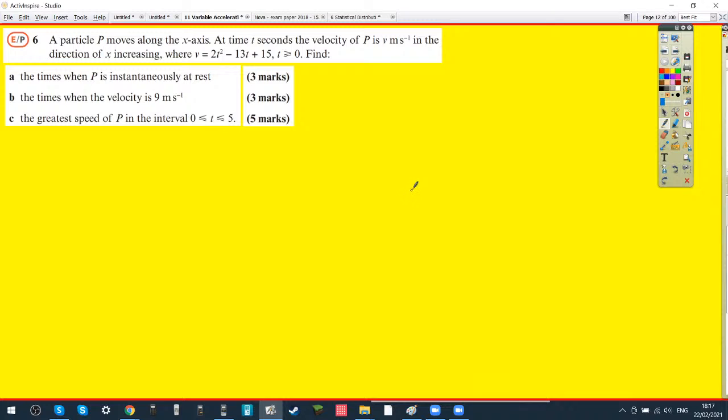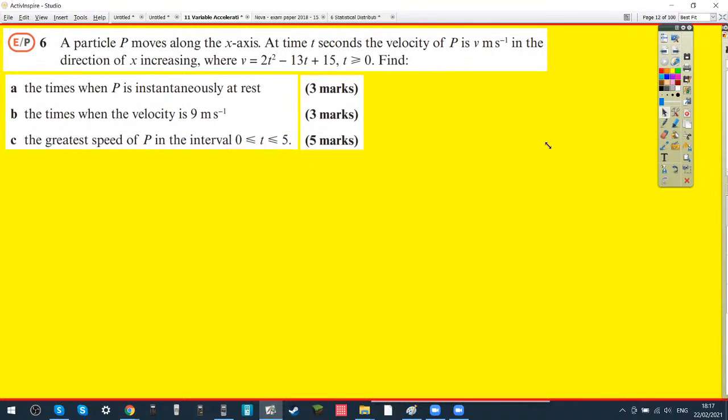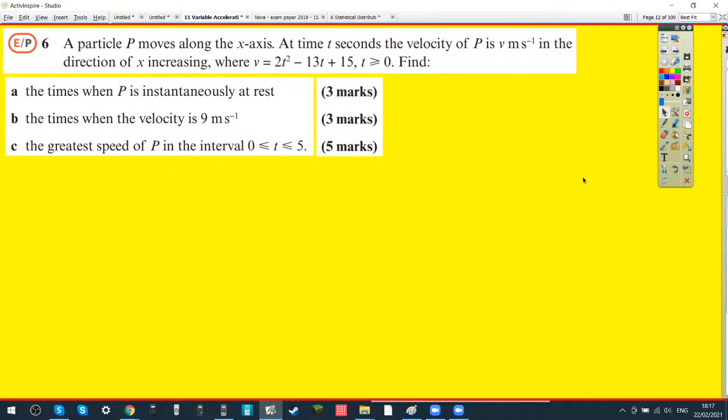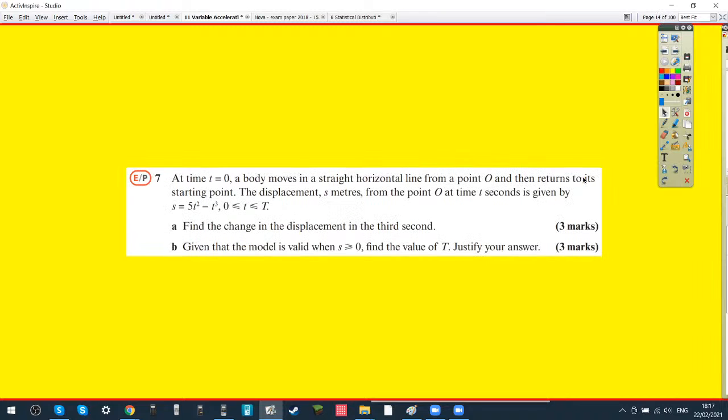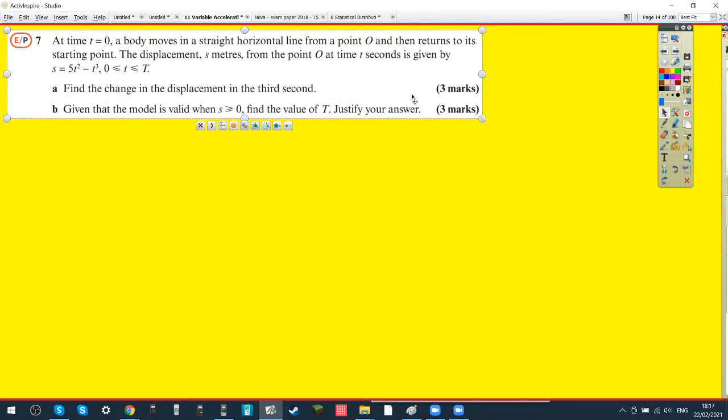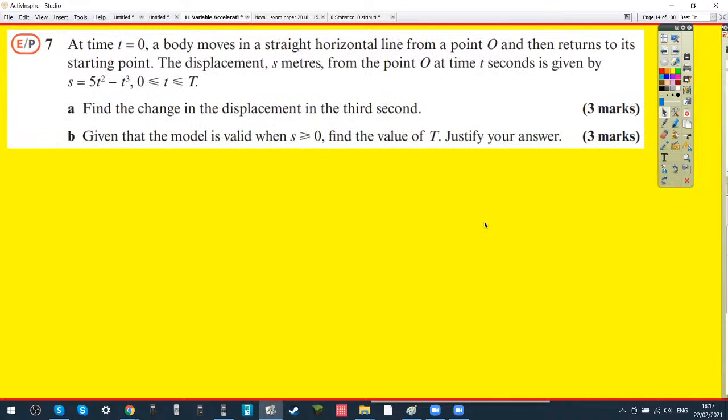How would you go about doing part C? Completing the square. You could, but there's an easier way. I'll put it into my calculator. Yeah, between 0 and 5. Okay. So this one is extra difficult. The change in the displacement in the third second. I'm going to leave that. Given that the model is valid, find the value of t.